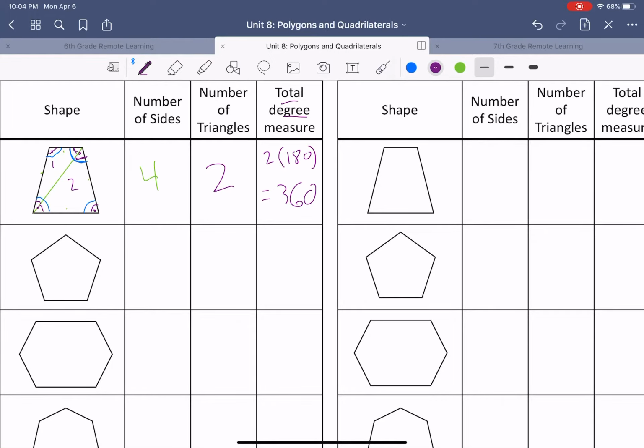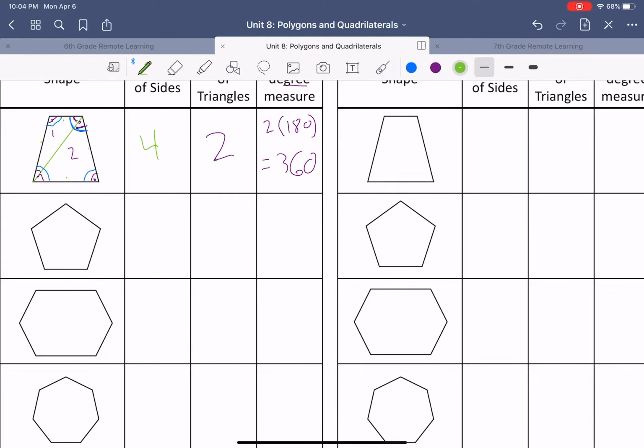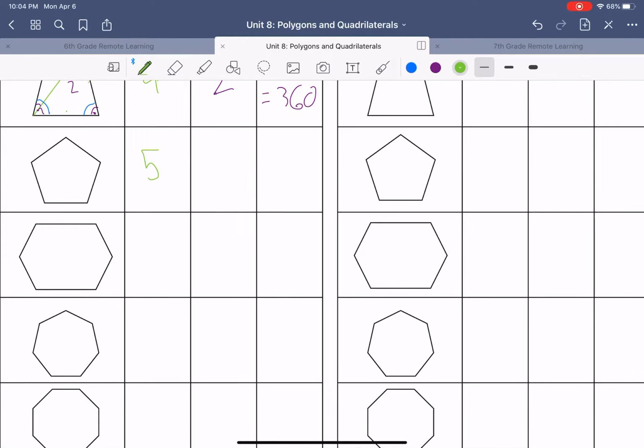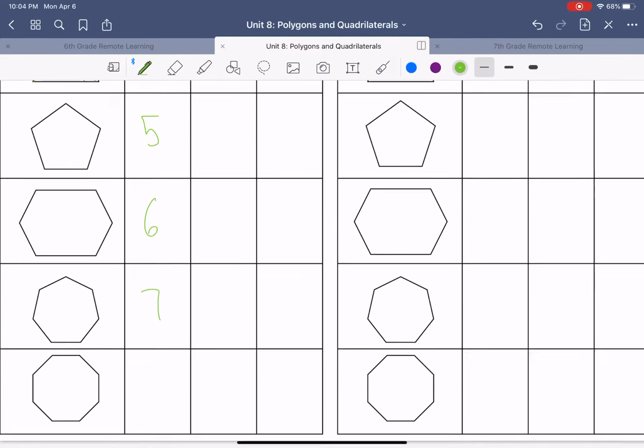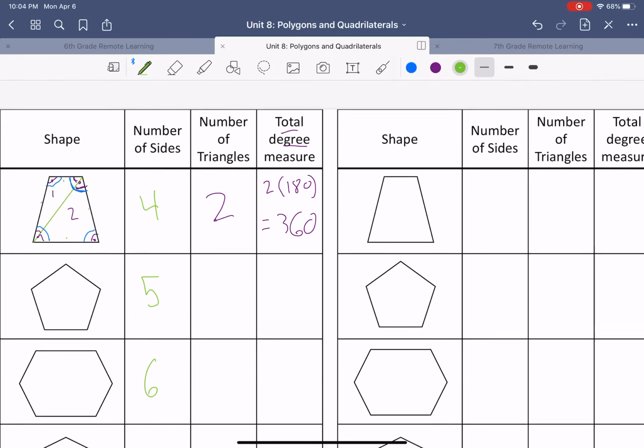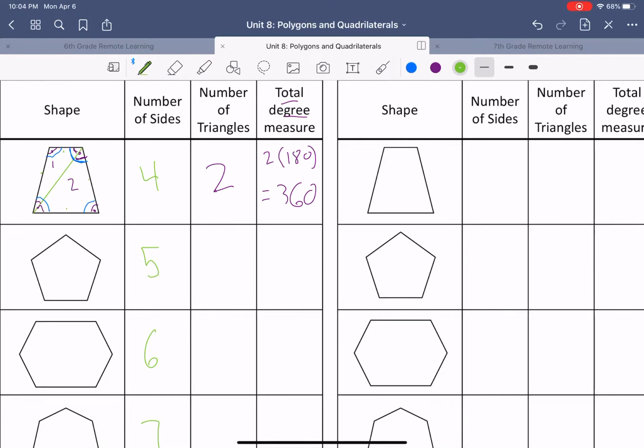Okay, let's look at my next shape. So next is a pentagon that will have 5, and we can just label all of these really quick. Okay, so next I have a pentagon, and I'm going to do the same thing. I'm going to draw some triangles. So there's one right there, and then I'll draw another line there. And so now I have 1, 2, 3 triangles.